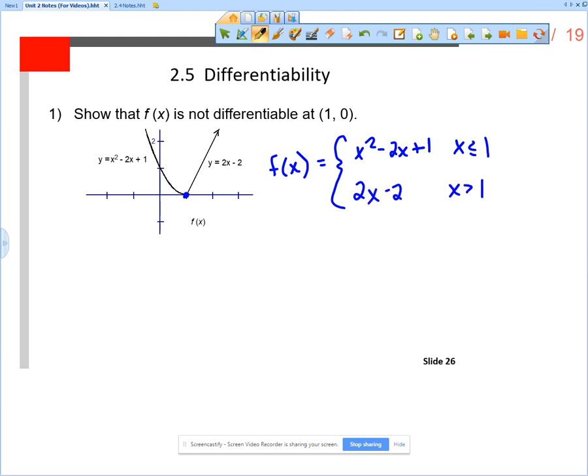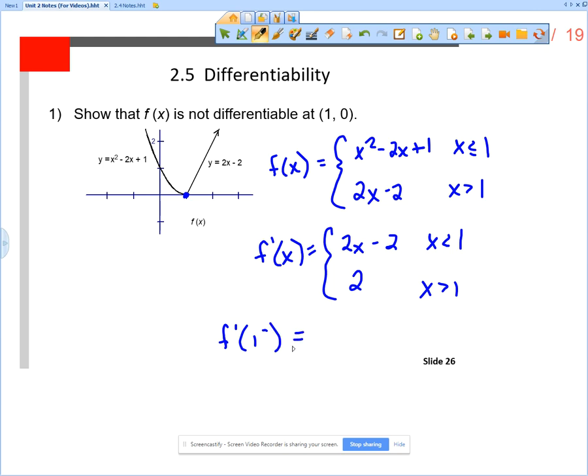Now we want to think about what the derivative is on the left side. So I'm going to take f prime of x. What's the derivative of x squared minus 2x plus 1? That's 2x minus 2. What is the derivative of 2x minus 2? That is 2. So the derivative on the left would be when x is less than 1, and the derivative on the right is when x is greater than 1. Now, ask yourself this: is f prime of 1 from the left equal to f prime of 1 from the right? That's the question.